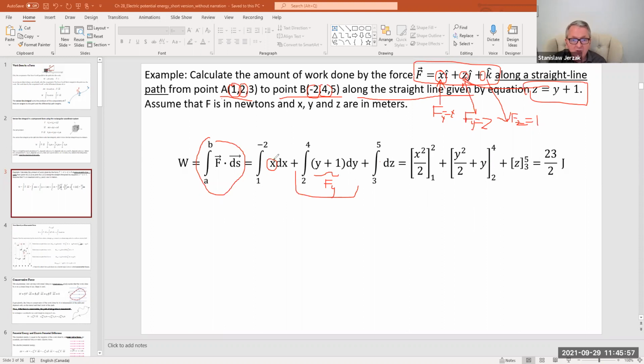The first one is, of course, x squared divided by 2. And you substitute upper limit, lower limit. The second integral is y squared divided by 2 plus y, from 2 to 4. And the third integral would be z, and the limits are 3 and 5. Then you integrate each term separately, substitute upper and lower limits, evaluate them, add these three numbers, and you get 23 divided by 2 joules, because the unit of work is joule. So any questions about this simple example?